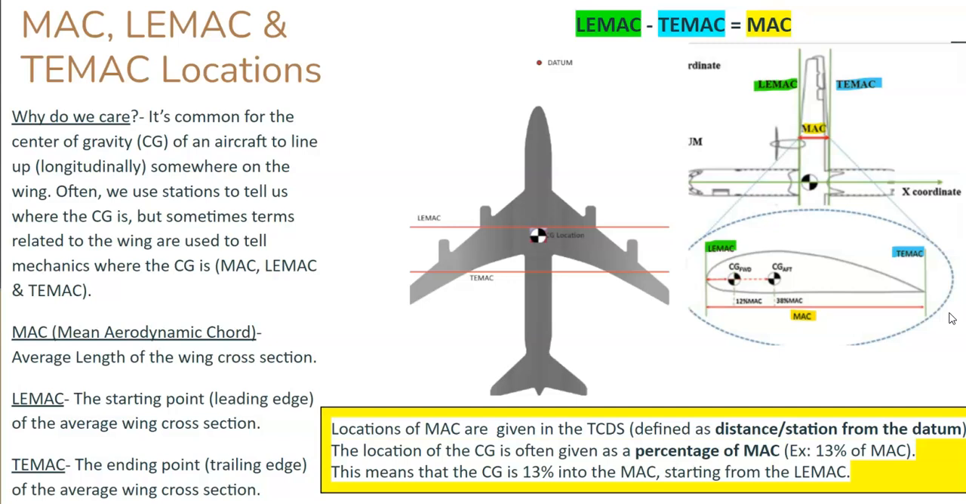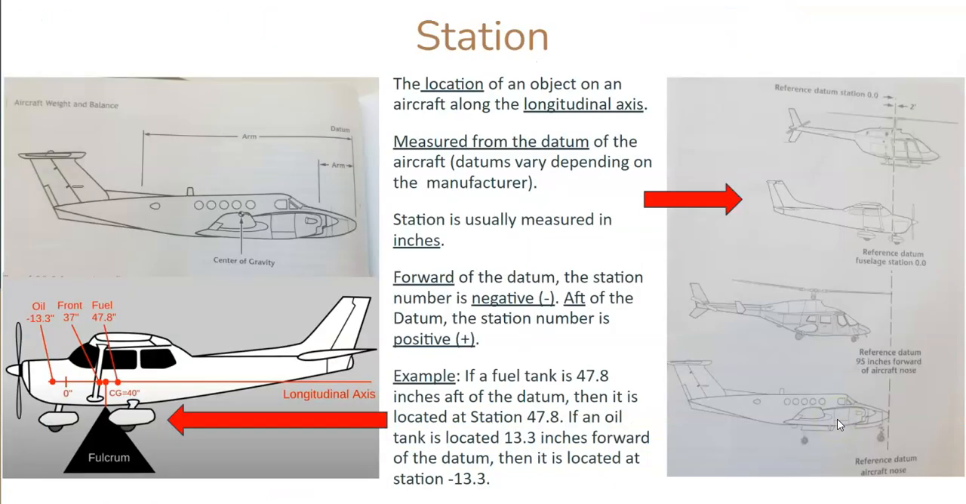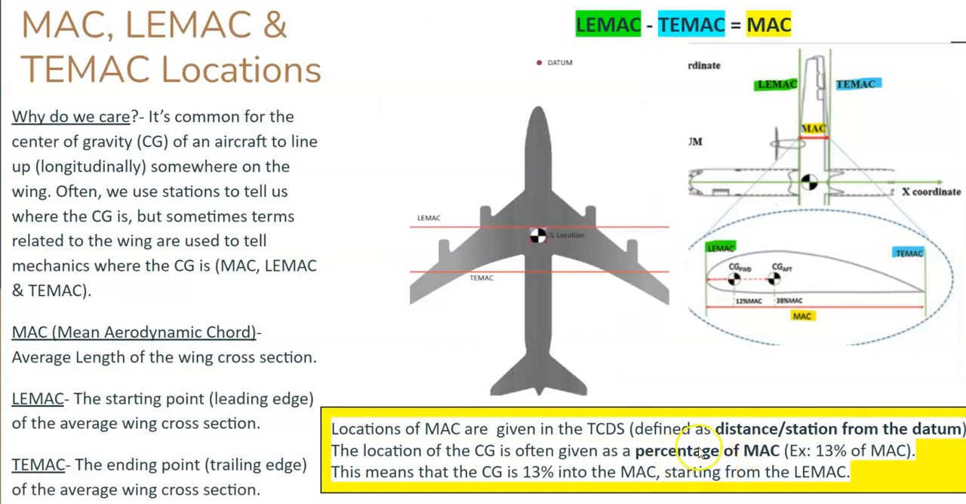Now, that's a lot to memorize, but let me just put it to you this way. In terms of stuff that you're going to see on the quiz, you're going to bump into the following things. First of all, you're going to notice that on a type certificate data sheet, they're going to give you the location of the MAC. And the MAC is very often defined as a distance or station from the datum. Again, we talked about station in the previous slide. So when you look at MAC information, you're going to see that it's the distance or the station from the datum. Keep that in mind.